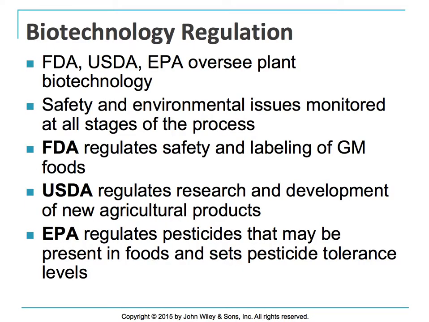Biotechnology regulation: the FDA, USDA, and EPA oversee plant biotechnology. Safety and environmental issues are monitored at all stages of the process. The FDA regulates safety and labeling of genetically modified foods. The USDA is responsible for regulating research and development of new agricultural products, and the EPA regulates pesticides that may be present in foods and sets pesticide tolerance levels.